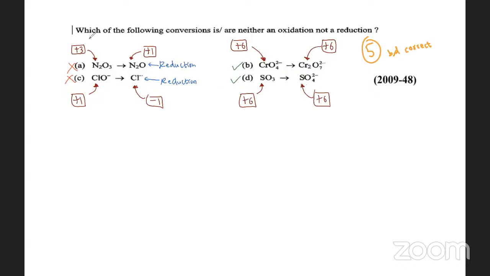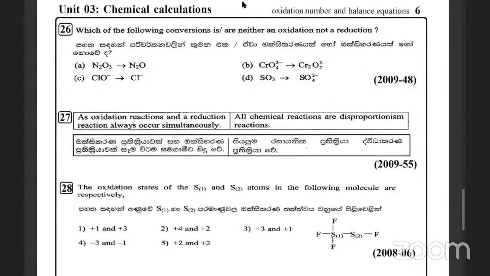Understood? I quickly wrote the oxidation numbers. I hope you can quickly find it. You should be that fast. In our discussions we have written all these species and found the oxidation numbers, so you should be able to do it. Next.